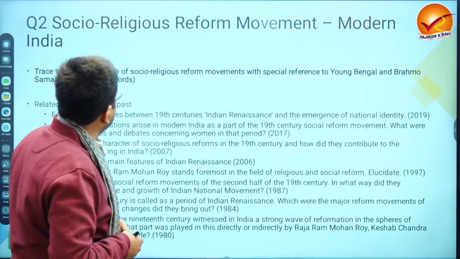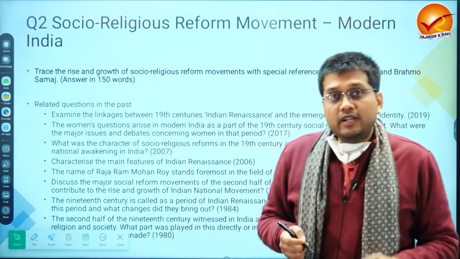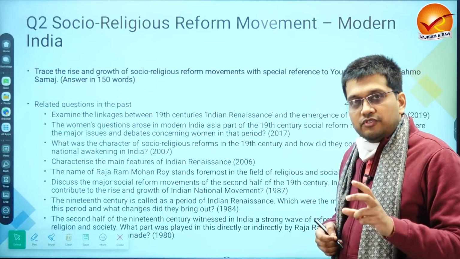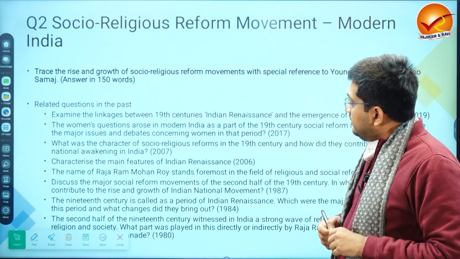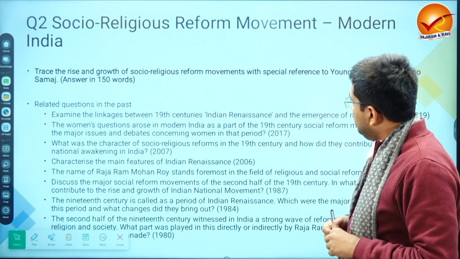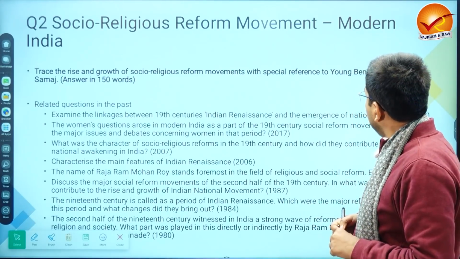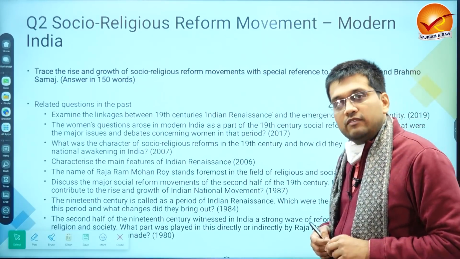So question number 2. Socio-religious reform movement, it is from modern India. The question reads like this: trace the rise and growth of socio-religious reform movements with special reference to Young Bengal and Brahmo Samaj, 150 words.